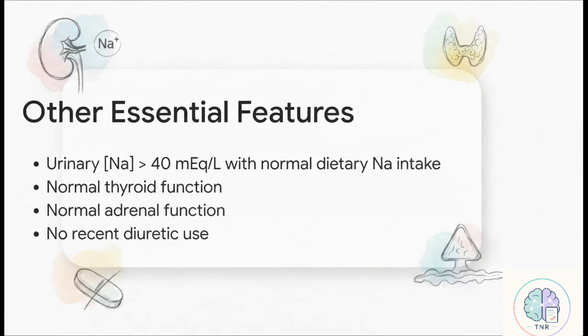To round out these essential features, we need to see elevated urinary sodium, specifically greater than 40 milliequivalents per liter. Since the patient is euvolemic, the kidneys aren't actively trying to aggressively hold on to sodium. Plus, you absolutely must rule out thyroid and adrenal issues. Both hypothyroidism and adrenal insufficiency can directly cause hyponatremia all on their own. And finally, you have to confirm there's no recent diuretic use. Diuretics artificially dump sodium into the urine, which totally ruins your diagnostic picture.